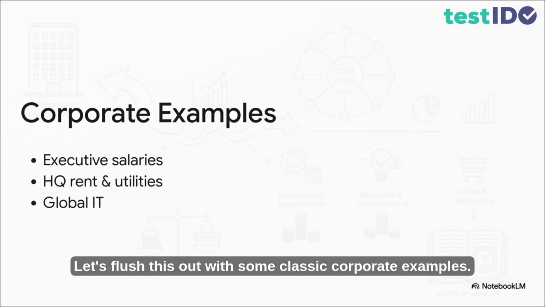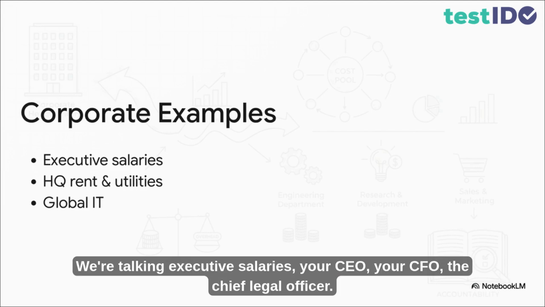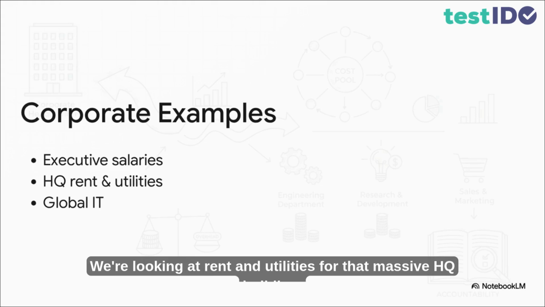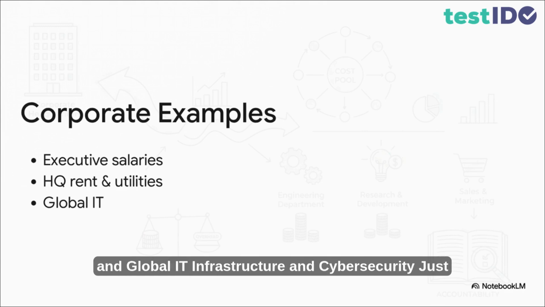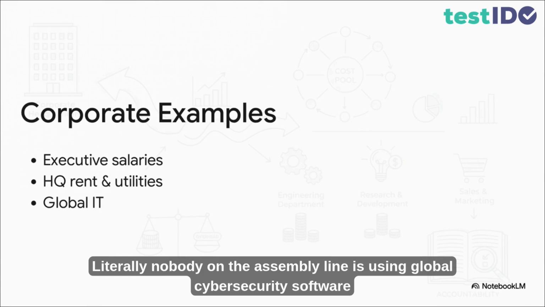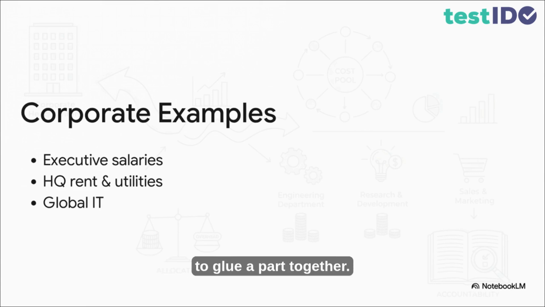Let's flesh this out with some classic corporate examples. We're talking executive salaries, your CEO, your CFO, the chief legal officer. We're looking at rent and utilities for that massive HQ building. It also includes centralized HR, legal teams, giant nationwide marketing campaigns, and global IT infrastructure and cybersecurity. Just notice the direct contrast to our factory floor examples here. Literally nobody on the assembly line is using global cybersecurity software to glue a part together.